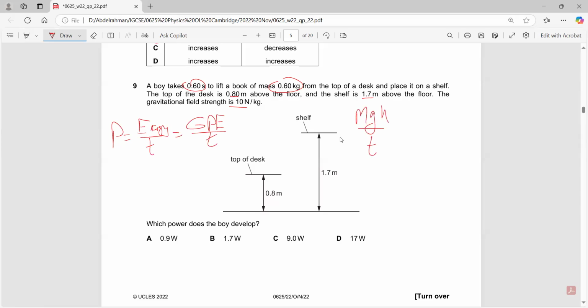Power is mgh over the time taken. mgh is 0.6 kilograms times g, which is 10, times h, the height. Is the height 1.7? No, the height isn't 1.7. The height would be the difference between them, which is 0.9. 1.7 minus 0.8 is 0.9, divided by the time taken, which is 0.6. So the power would be 9 watts.